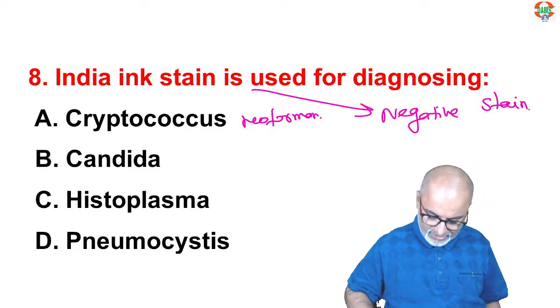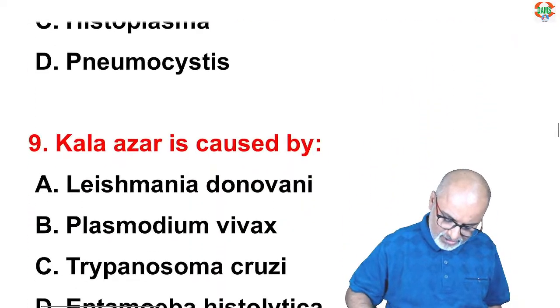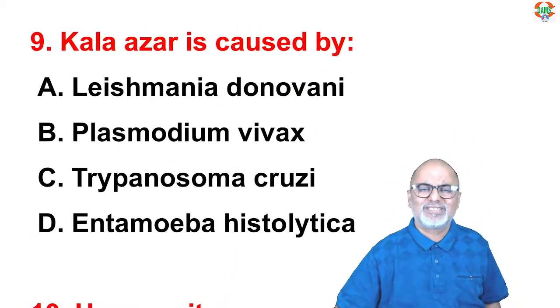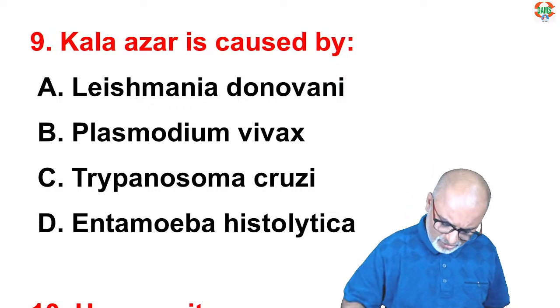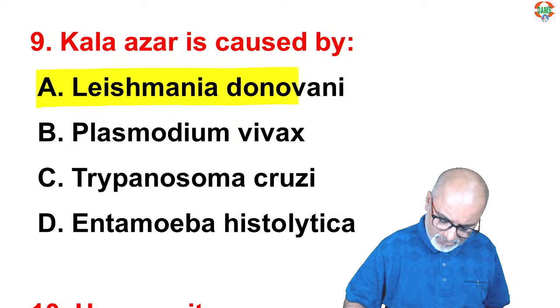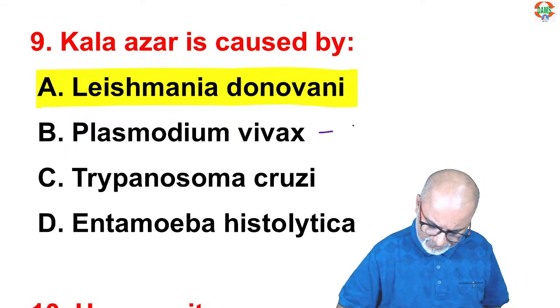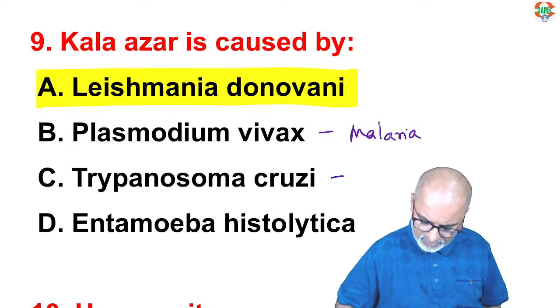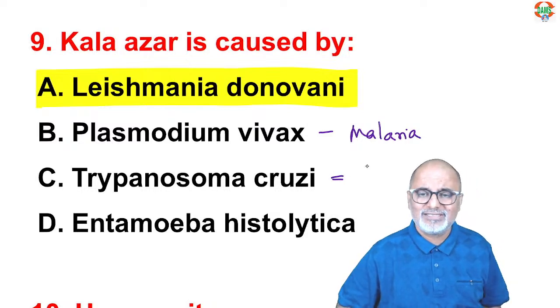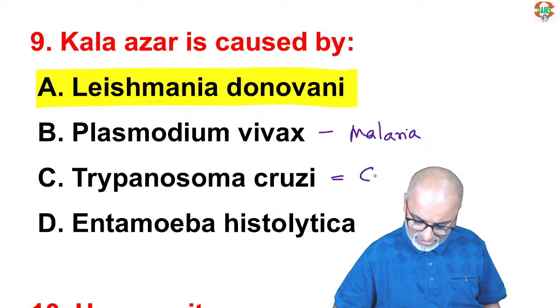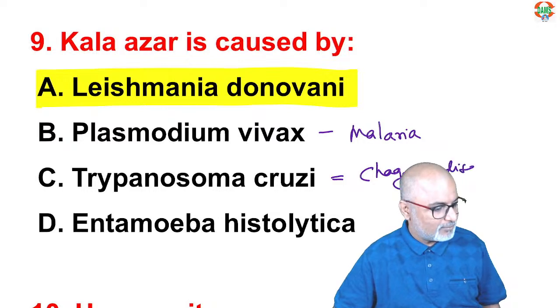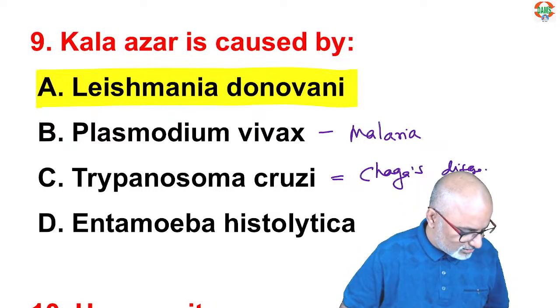Got it? Next is Kala-Azar. Direct question, my dears. Kala-Azar, black disease, is caused by Leishmania donovani. Plasmodium vivax causes malaria. Trypanosoma cruzi causes Chagas disease. Can you remember? Chagas disease.